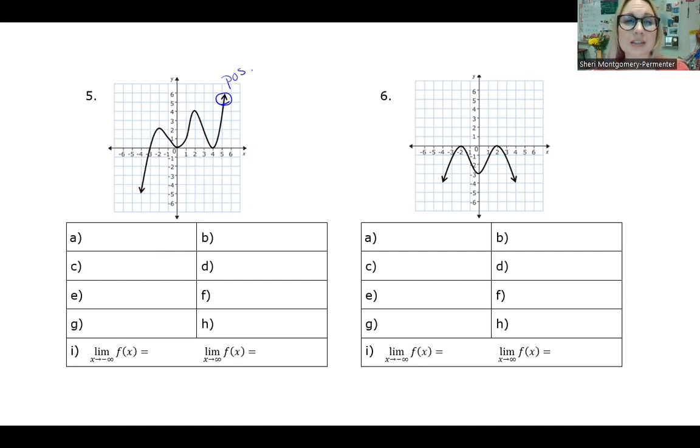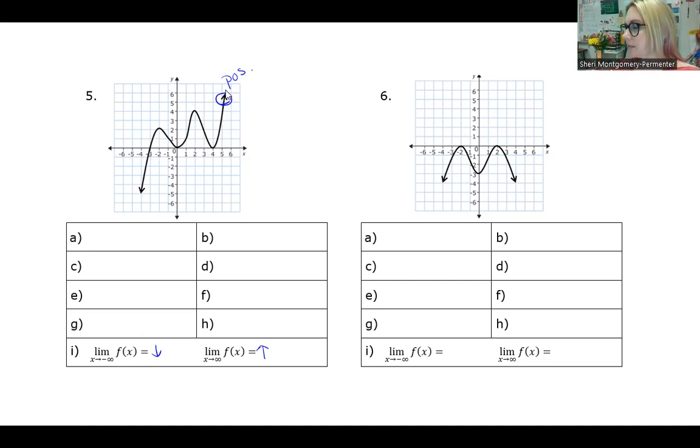Also, I can go ahead and do my limits. The way you read this, the limit as x approaches negative infinity, means that as you read your graph pointing to negative infinity, the graph is doing what? Well, it's pointing down. So that's how you can answer it. This one says the limit as x approaches infinity. So as x goes to big numbers, what's your graph doing? Well, it's pointing up.